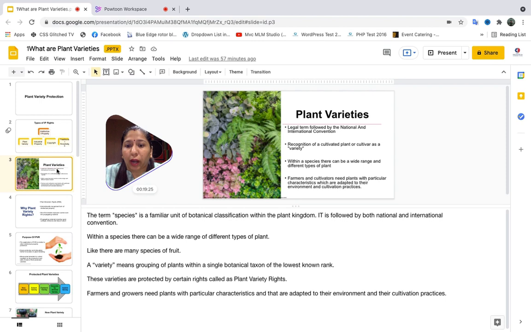Now, we all know that farmers or breeders need plants with particular characteristics and the plants which are adapted to special qualities of the environment. So, these plant varieties are further protected for their own benefit.